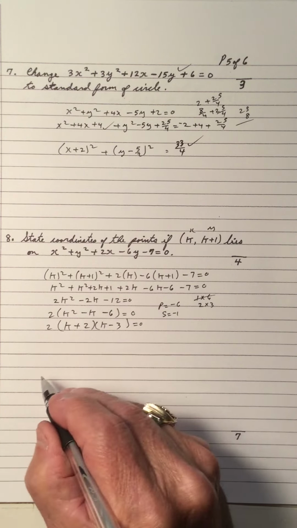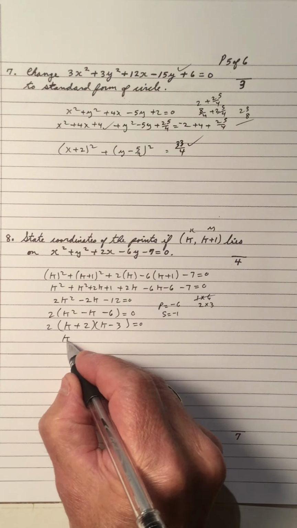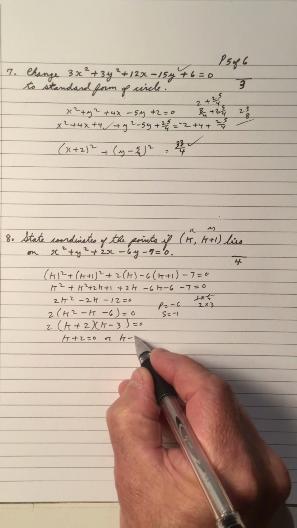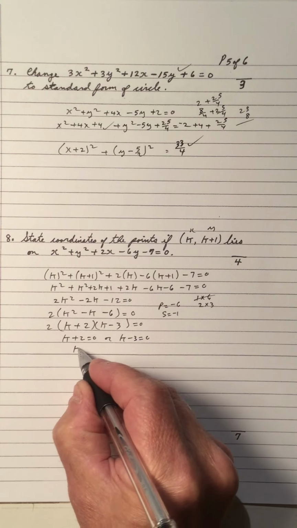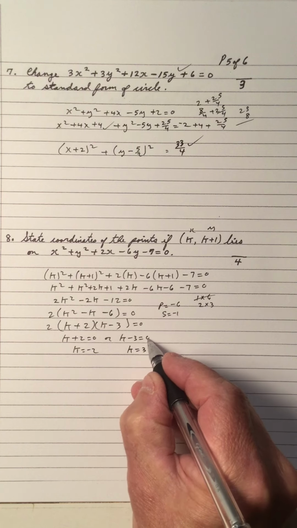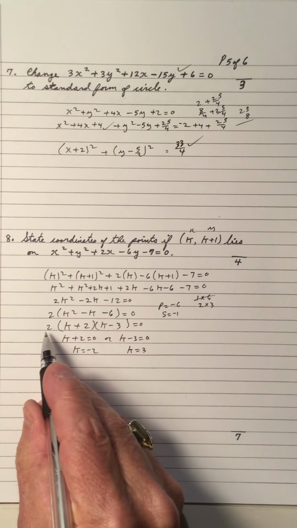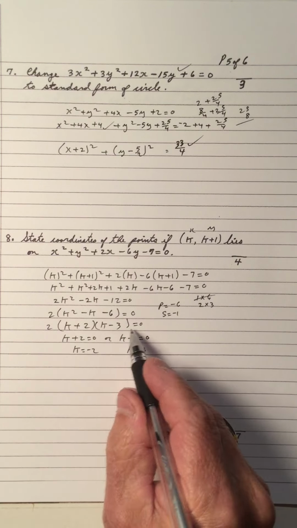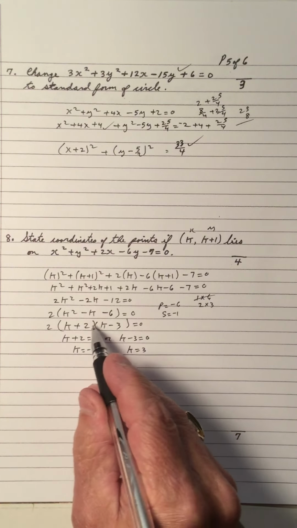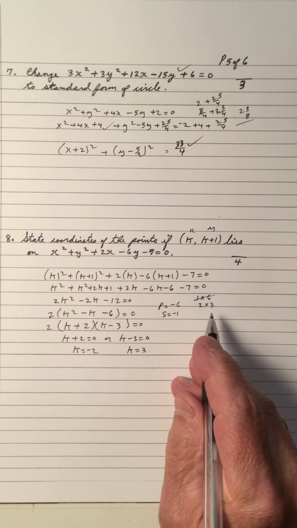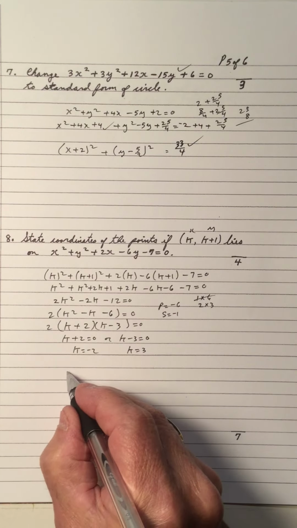Add negative 1. Perfect. So k plus 2 equals 0, k minus 3 equals 0. K equals negative 2, k equals 3. And again, the 2 is a constant, so we don't worry about that. We can divide by 2 and cancel it out. So there are the 2 values of k that fit: negative 2 and 3. And we want the coordinates of the ordered pairs.